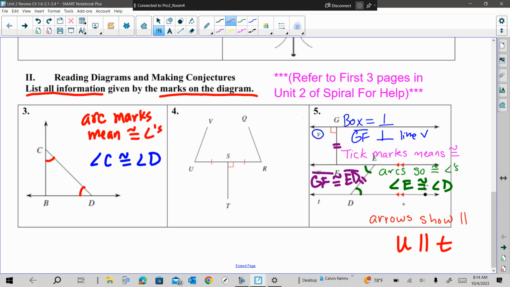So make sure you know all the different markings. We need to know arcs, we need to know what a box indicates, tick marks, and arrows. Number 5 pretty much embodies everything. That's why I like this problem.